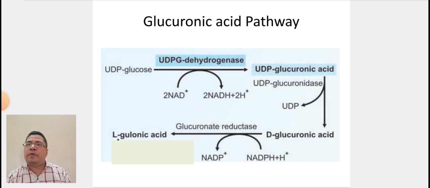Coming to the next cycle of glucose, glucuronic acid pathway. UDP glucose is converted to UDP glucuronic acid in the presence of enzyme UDP-glucose dehydrogenase and NAD+ to NADH. Then this UDP glucuronic acid is converted into D-glucuronic acid in the presence of the enzyme UDP glucuronidase and removal of UDP. Then D-glucuronic acid is converted into L-gulonic acid in the presence of glucuronate reductase and NADPH to NADP+.